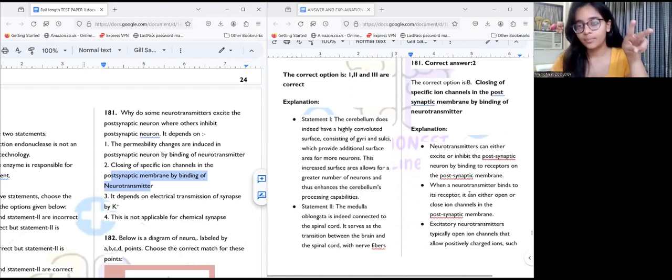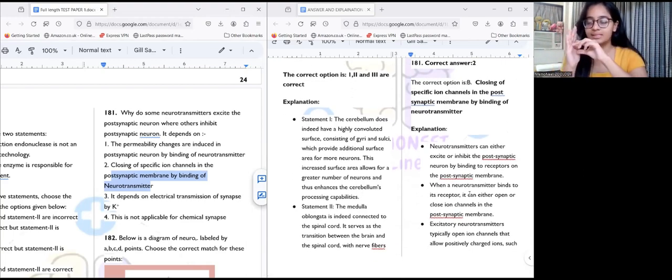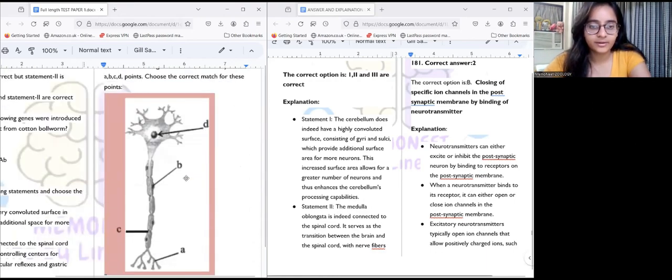So this is my postsynaptic membrane, here's the receptor site, and here my neurotransmitter comes in and binds to the receptor site. Now, if it binds to the receptor site and the channel opens, it's an excitatory neurotransmitter. If it closes, then it's an inhibitory neurotransmitter. For 182, okay, we have the diagram.